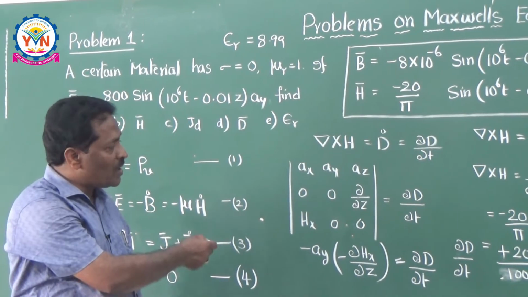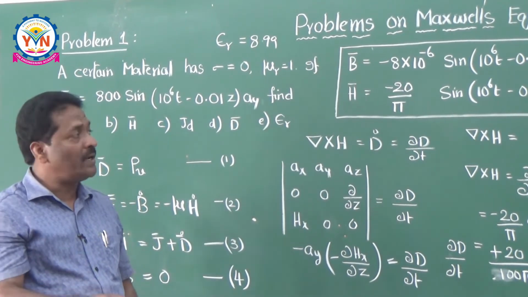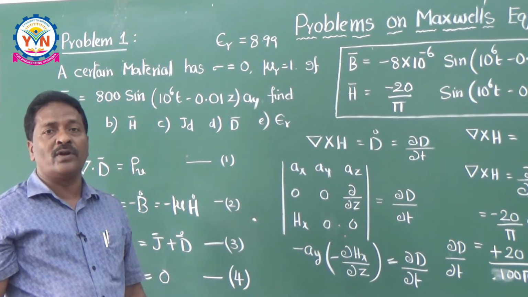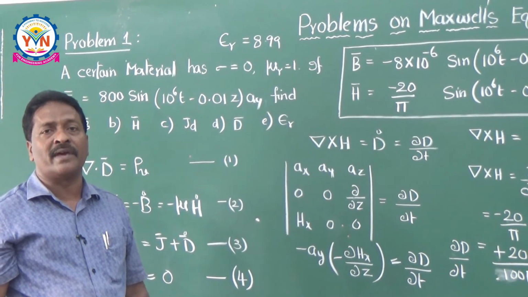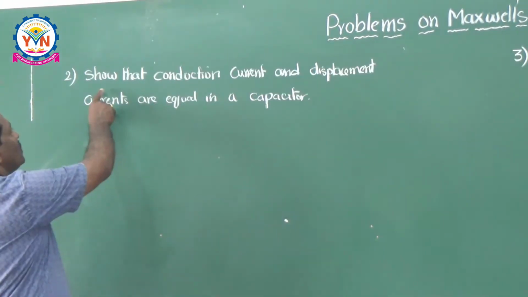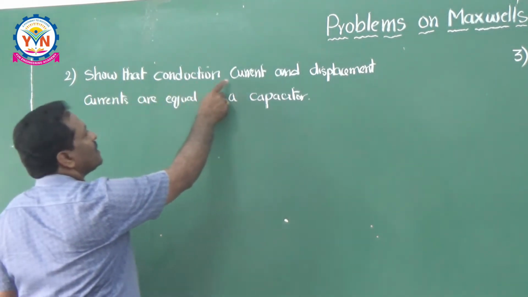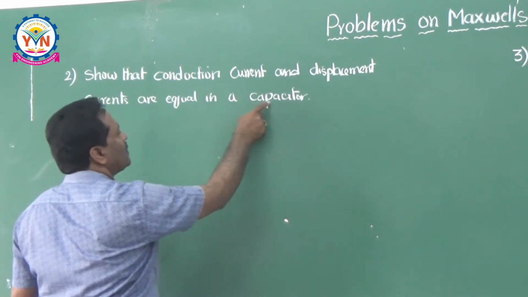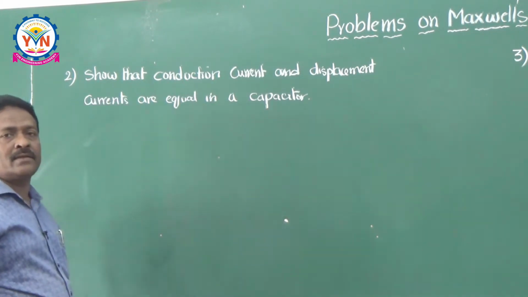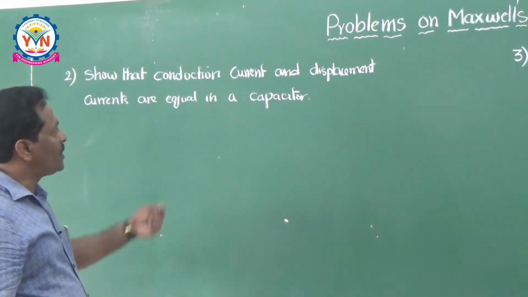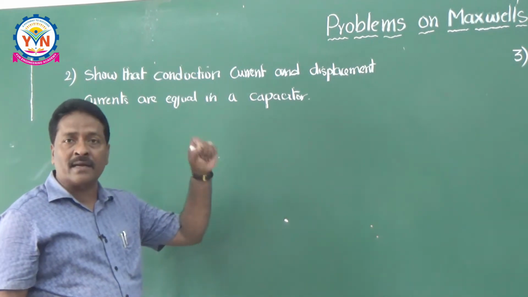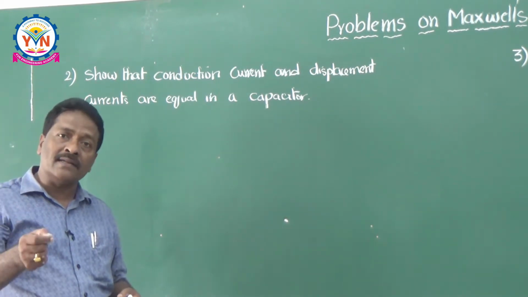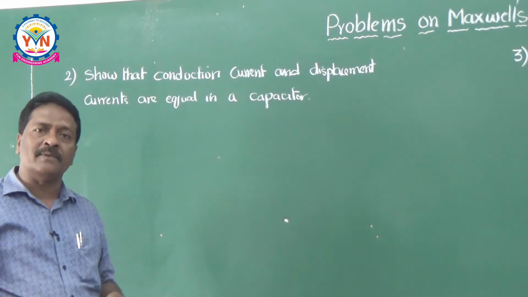Even though it is somewhat laborious, if you are careful, it is very easy to answer these questions. Okay, we are going to see one more problem in Maxwell's equations. Show that conduction current and displacement current are equal in a capacitor. Because you know very well, there are two types of currents. One is the conduction current, the other one is the displacement current. Whatever current exists in a capacitor is nothing but a displacement current.